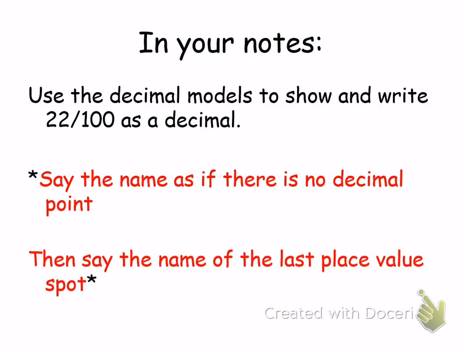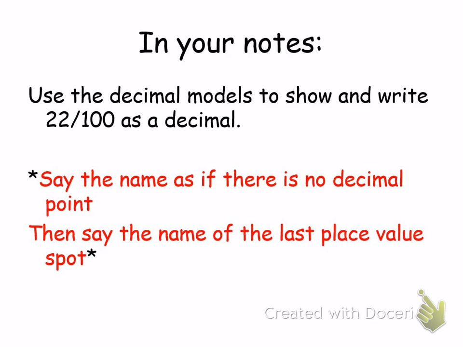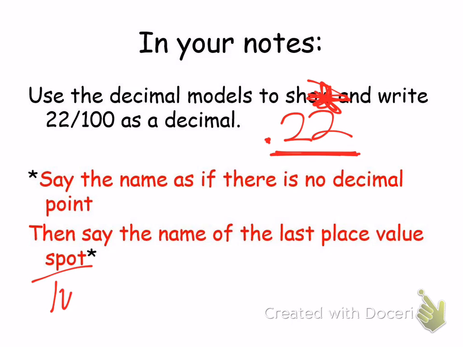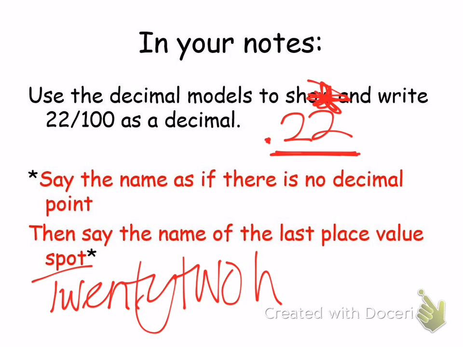It is always important for you to say the name as if there is no decimal point. So I read this just like this. I would say 22. Remember, say the name as if there's no decimal point. So 22, then say the name of the last place value spot. The last place value spot covered is the hundredths place. So therefore, I would read this as 22 hundredths.